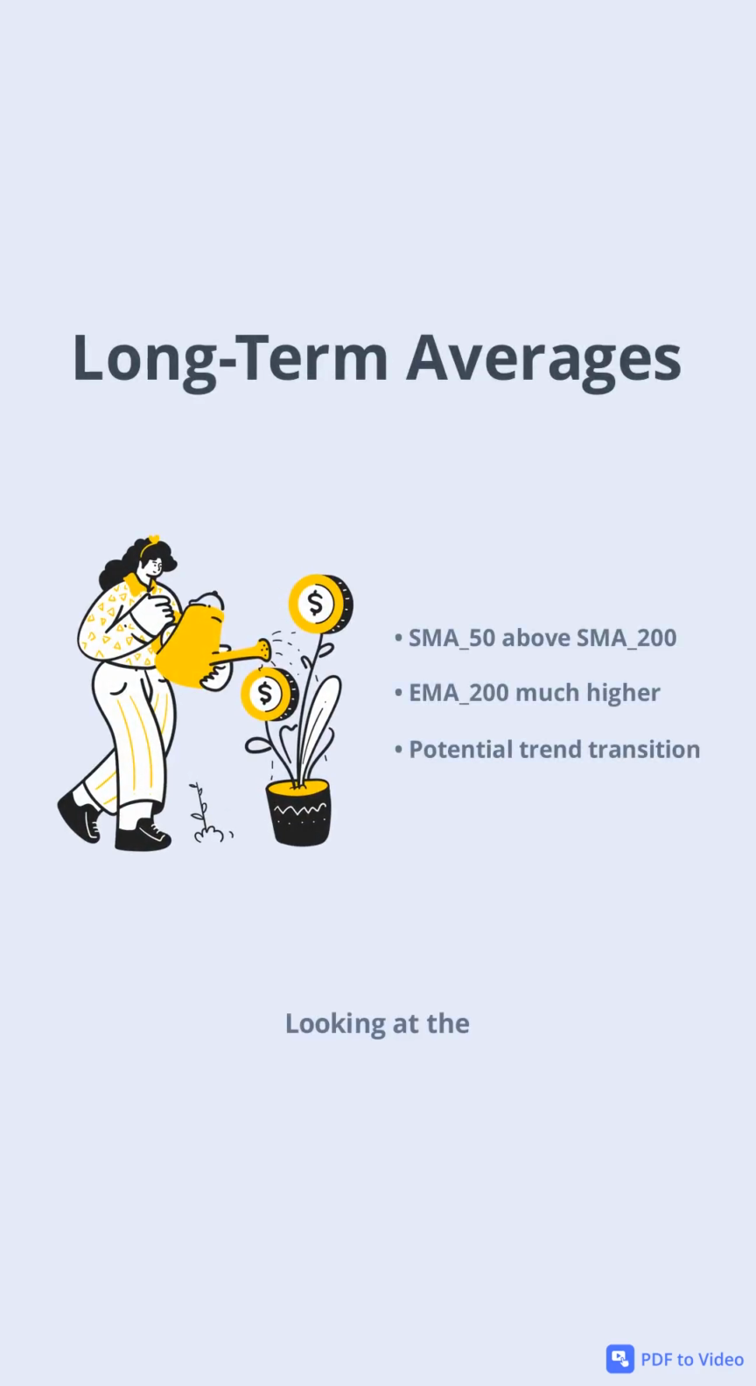Looking at the longer-term moving averages, such as the SMA50 at 3.79 and SMA200 at 3.41, we see that the 50-day average is still above the 200-day, but the gap is narrowing. The EMA 200, however, is much higher at 4.54, indicating that recent price action has pulled the average down. This mixed alignment can sometimes signal a transition phase where the stock is searching for direction. We'll keep an eye on these averages as we analyze other trend indicators.